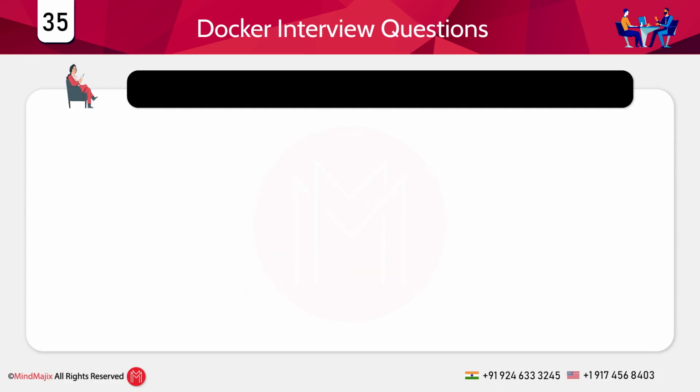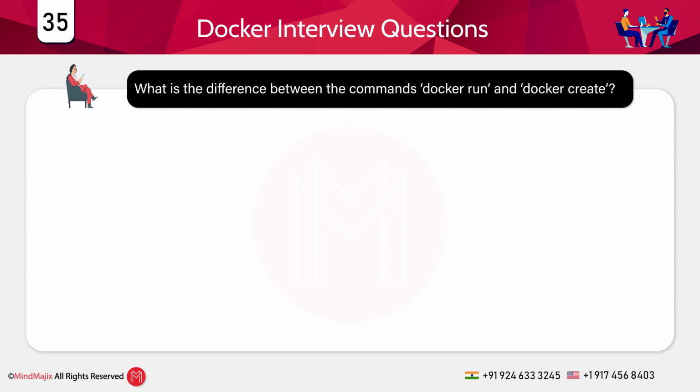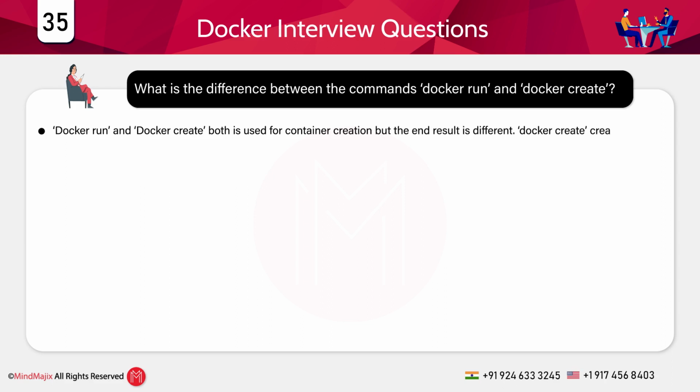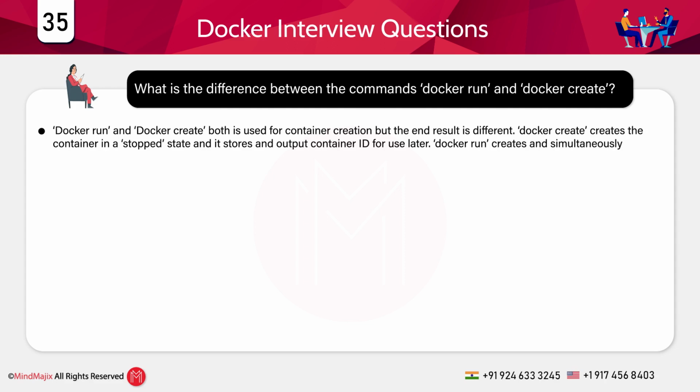The next question, what is the difference between the commands docker run and docker create? So let's understand. The answer is docker run and docker create are both used for container creation, but the end result is different. The docker create command creates the container in a stopped state and outputs the container ID for use later, whereas the docker run command creates and simultaneously executes the container. So that's the main difference between the docker run and docker create commands.